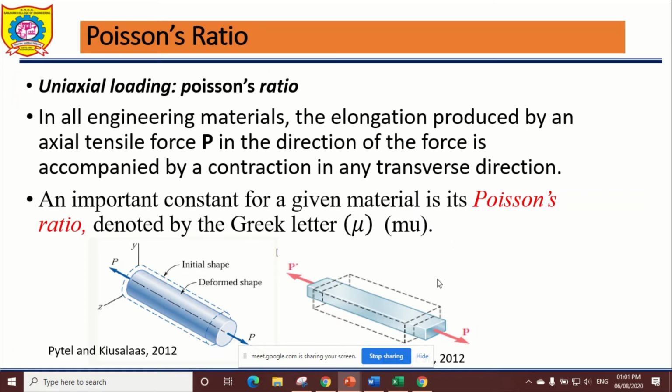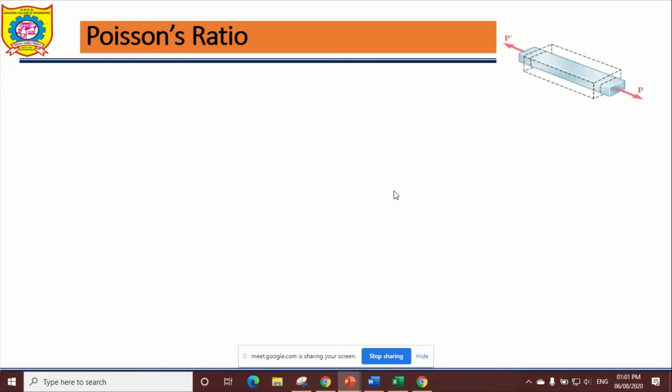Sometimes they use nu. If you turn the mu upside down, you will see nu. So it will be called nu. So in some books they use a different notation for this Poisson's ratio. So we are going to see about the uniaxial loading.